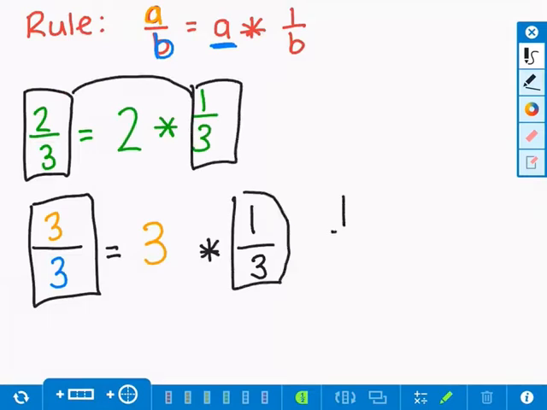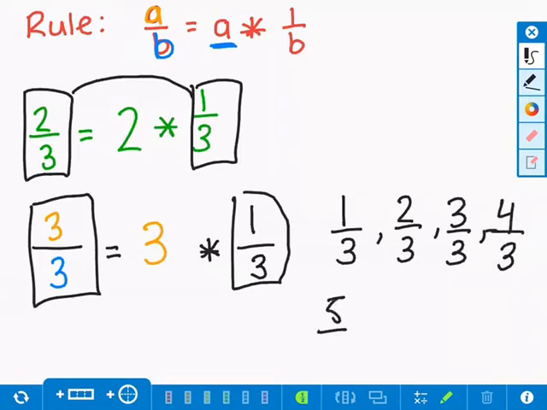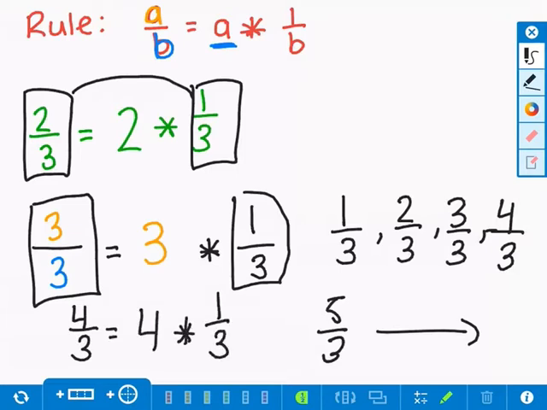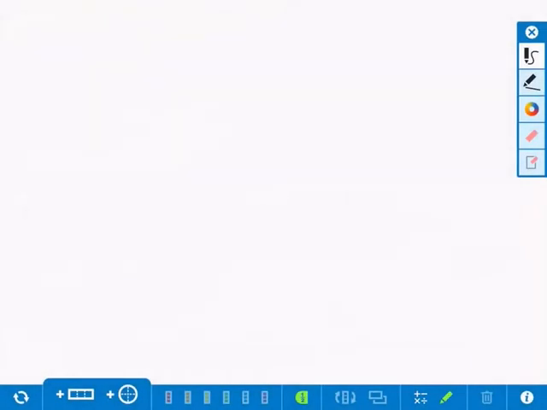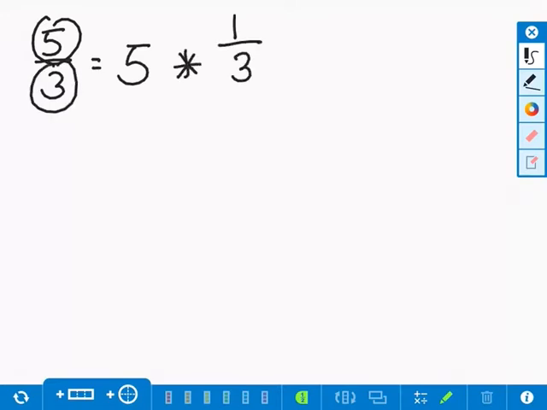If I were to list all of the multiples of 1/3, it would be 2/3, 3/3, 4/3, 5/3, and I could keep going on. And it's just showing you that 4/3 is the same as 4 times 1/3. And I could do the same thing. 5/3 is equal to 5 times the unit fraction, which is 1/3.